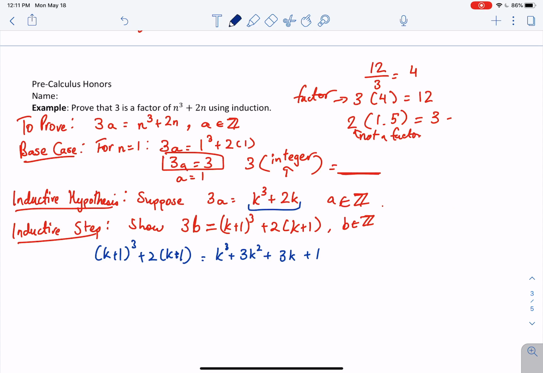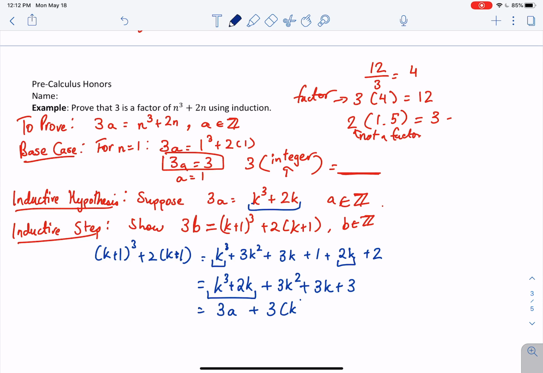I'm sorry about that. Anyway, so we expand out the left side, and then we multiply out the right side, 2 times k and 2 times 1. Well, in this, I want to find k cubed plus 2k, which is those two. So I'm going to keep those separate. And then the rest of it is 3k squared plus 3k plus 3. Well, I know that this is already something that multiplies to 3. Right? 3 times a gives me k cubed plus 2k. And then all of this stuff, I can factor a 3 out of it. So from both these terms, I can factor the 3 out.